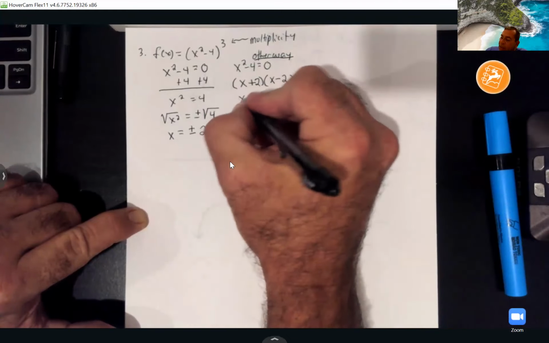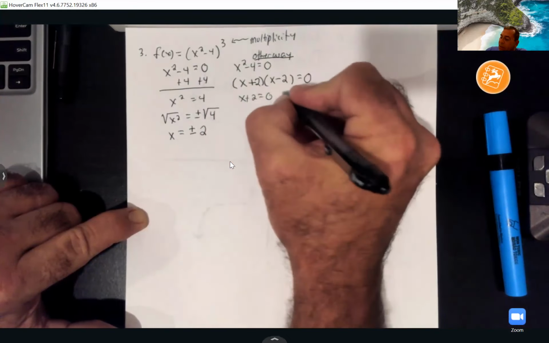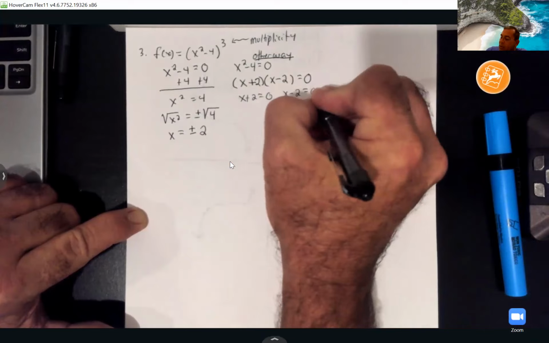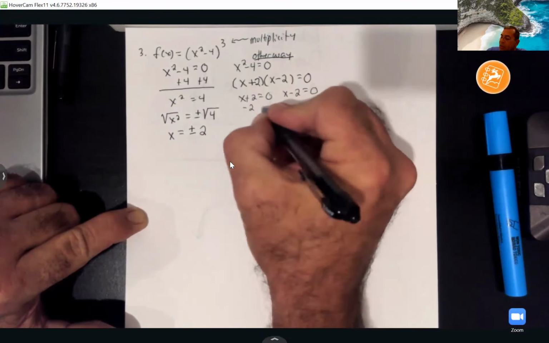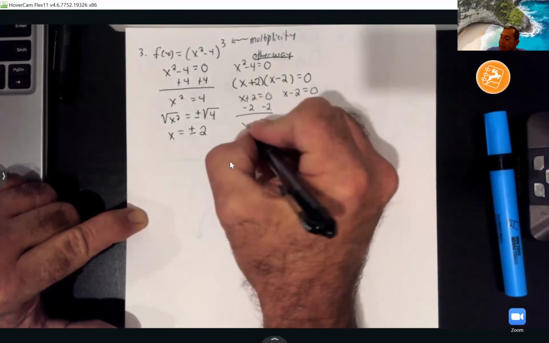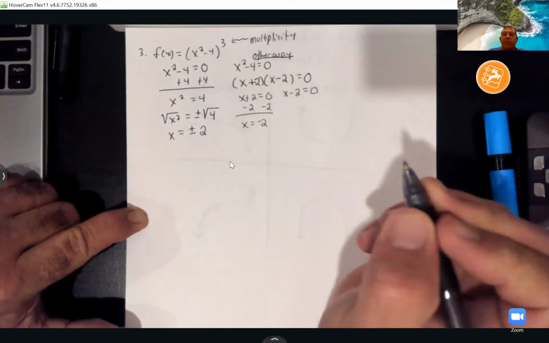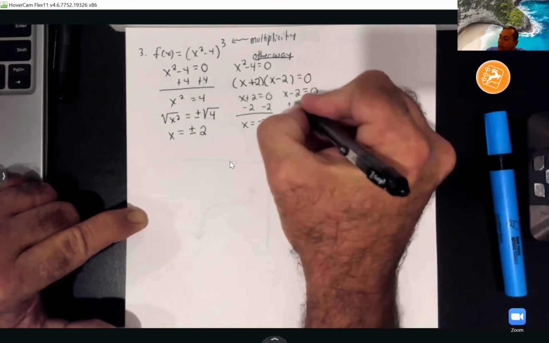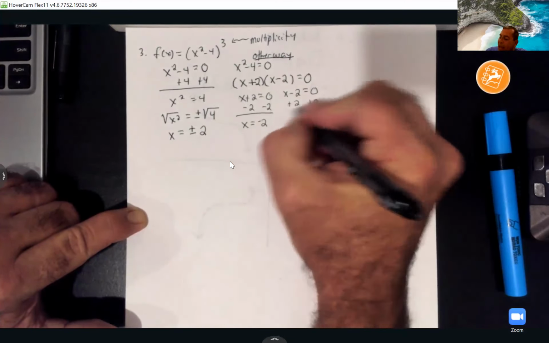So then, y'all, I would set both of them equal to 0 and solve those. The first one, I would subtract 2 from both sides and I get x equals negative 2. And then on the second one, I would add 2 and get x is a positive 2. So look, no matter which way you solve that, you're going to get a 2 and a negative 2.